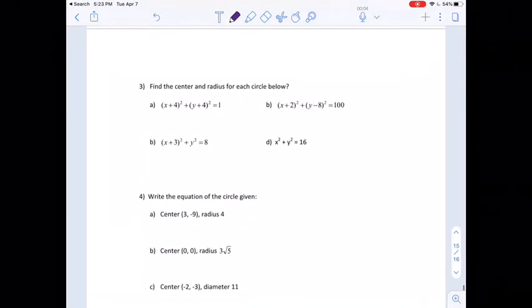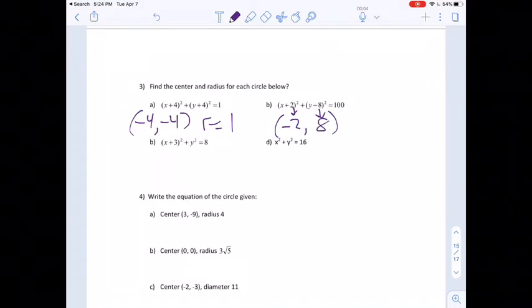Okay, moving on. Set 3, finding the center and radius. So we're not graphing here. For A, it's negative 4, 4, negative 4, negative 4. And the R is the square root of 1, which is just 1. For B, it's negative 2, opposite of that number. Opposite number is positive 8, so negative 2, 8. R is the square root of 100, which is 10.